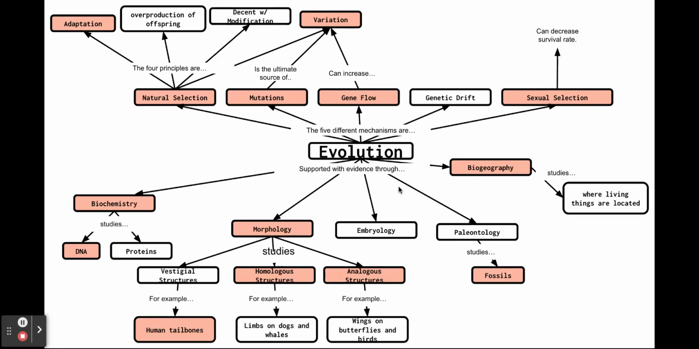Then we have our evidences of evolution. Biogeography studies where living things are located. Paleontology studies fossils. We have embryology, which is the study of embryos. Morphology has 3 different structures that are studied. So you have vestigial structures, an example which is human tailbones, homologous structures, limbs on dogs and whales, analogous structures, wings on butterflies and birds. And then lastly, we have biochemistry, which studies DNA and proteins. So those are all the questions that you guys had for me.